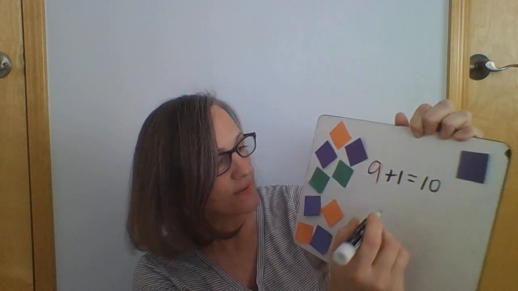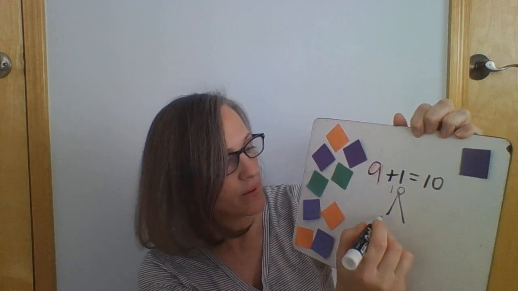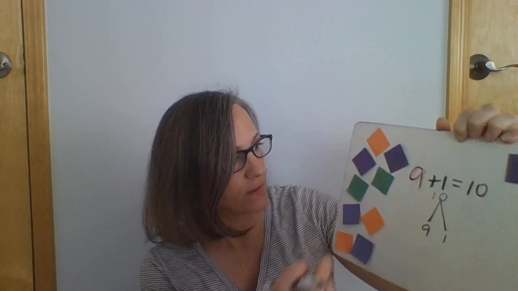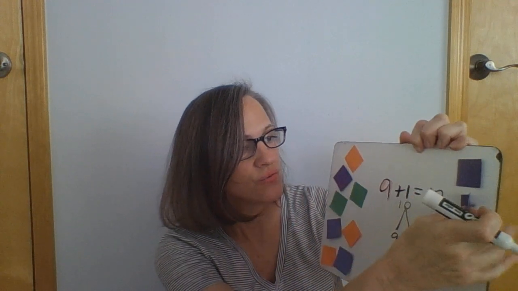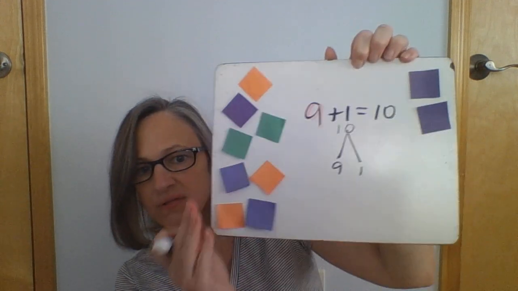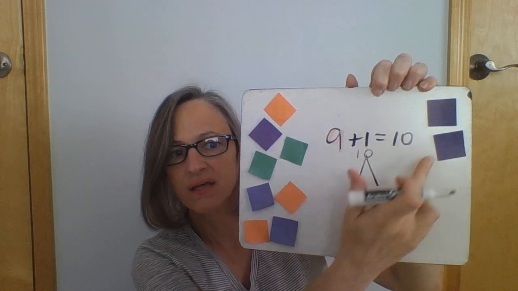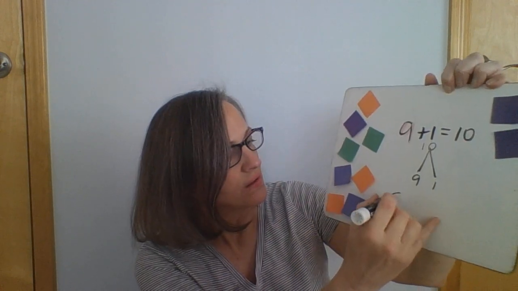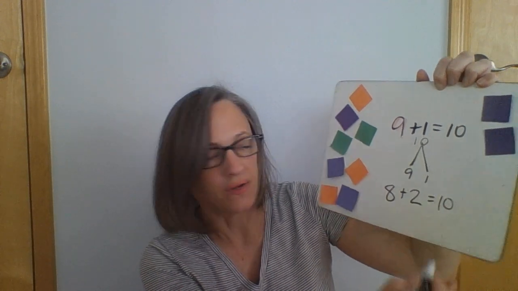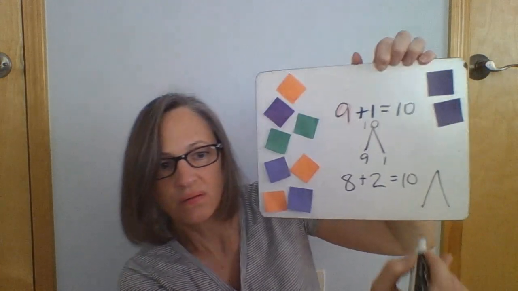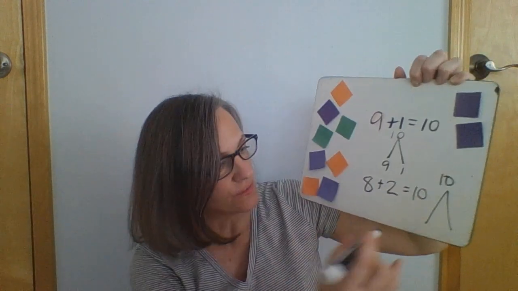I could also write that with a math mountain. My total is 10 and my partners are 9 and 1. I can continue in this way, showing different partner groups. Now I have 1, 2, 3, 4, 5, 6, 7, 8, and 2, and I can list that as an equation. Or I can write it as a math mountain with 10 at the top. 10 is my total, and 8 and 2 are the partners.